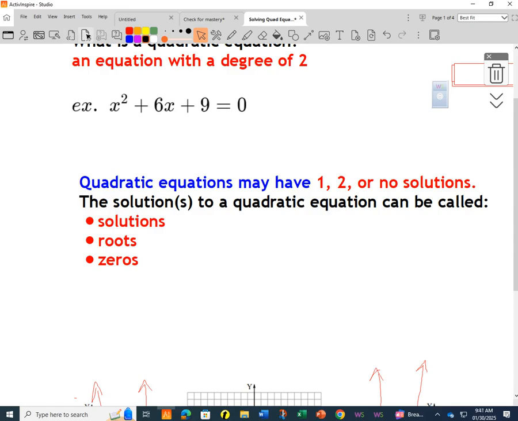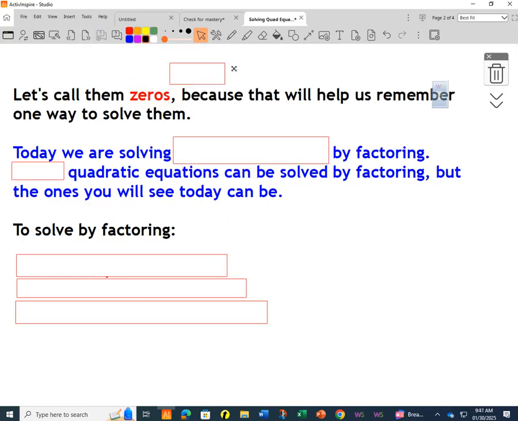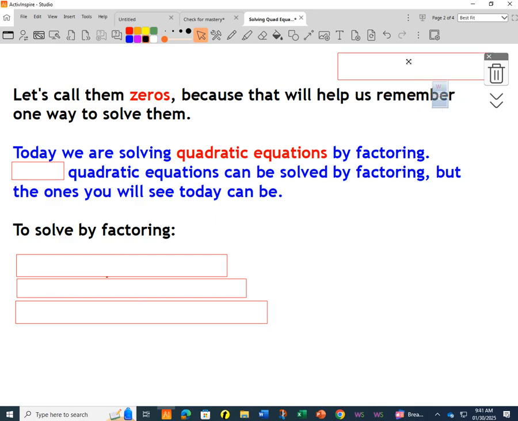We practice calling them all different things because you may see that terminology differently. So we're going to call them zeros because it might help us remember how to solve them. The steps to solve a quadratic equation are going to involve us setting the equation equal to 0 and then setting factors equal to 0. So 0 is very important in this lesson. So today we are solving quadratic equations by factoring.